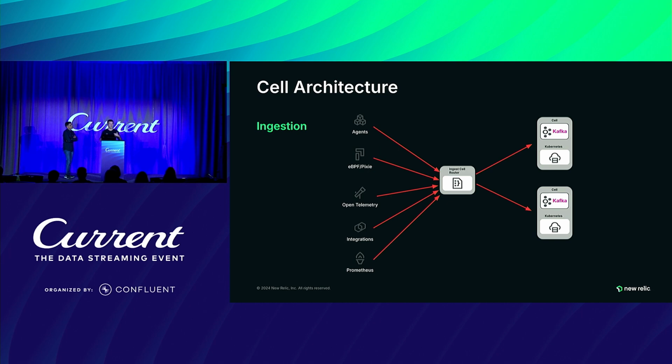Now, if the traffic our customers are sending to us grows a lot, the only thing we need to do is to add more cells to be able to keep ingesting that traffic. If one of the cells is having a problem, what the ingestion cell router has to do is just stop sending data to that cell and send that data to others. So that gives us a lot better reliability in general for our customers.